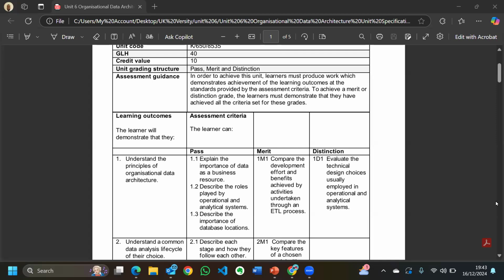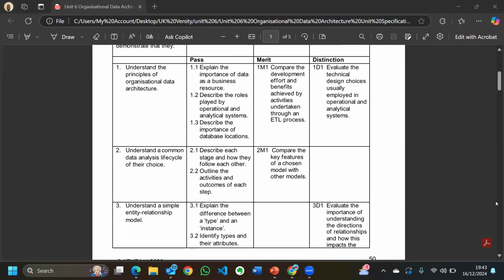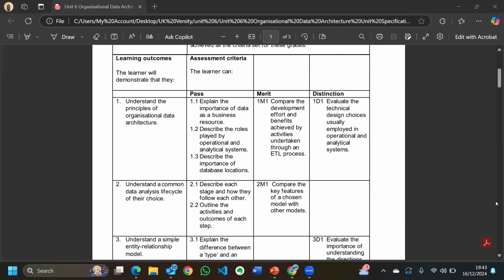Today's session, we've come to our learning outcome 2, where we're now going to understand a common data analysis life cycle of the choice. So we have 2 mandatory learning outcomes, and then we have a merit learning criteria.